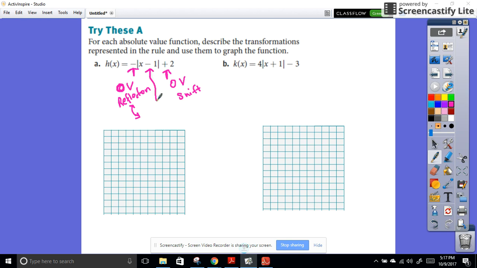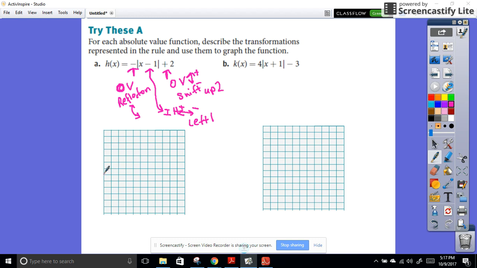This one is inside, so we know it's horizontal. It's plus or minus. So it's going to go inside, minus goes left, 1. So we've got to reflect it, we've got to shift, and it's up, so we're going to shift up 2. It's inside, it's horizontal, so it's going to go left 1.